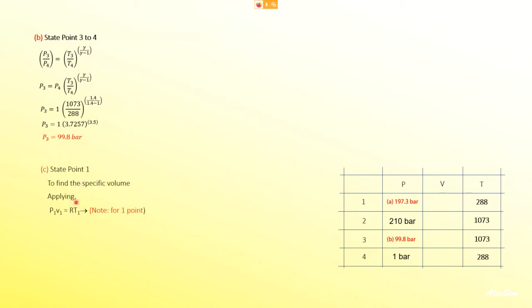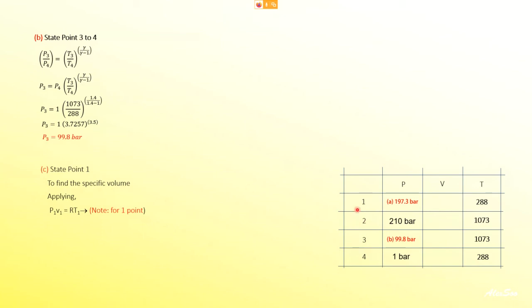Okay, so applying your ideal gas law. Note, for point 1, or for 1 point only. When you refer to PV equals RT, the ideal gas law, such a formula only refers to one state point.